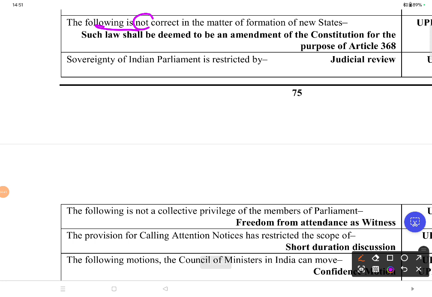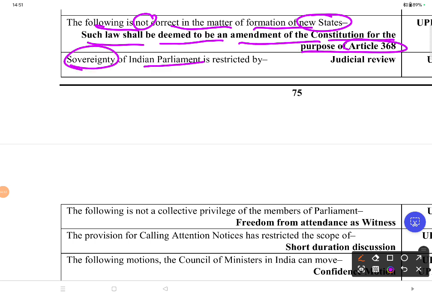The following is not correct in the matter of formation of new states, that is such law shall be deemed to be an amendment of Constitution for the purpose of Article 368. Sovereignty of Indian Parliament is restricted by judicial review. The following is not a collective privilege of members of Parliament, that is freedom from attendance as witness.